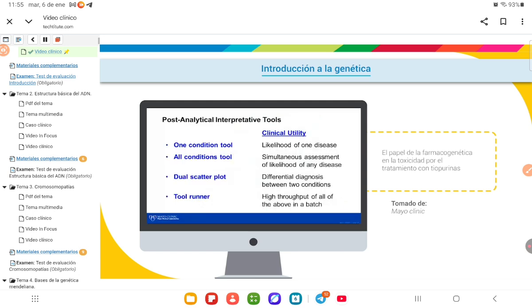Finally, the tool runner is a high-throughput functionality capable of deploying and integrating all the tools already described. Once the tool runner is chosen from the menu of post-analytical tools, a batch of approximately 100 samples is processed in less than 5 seconds.